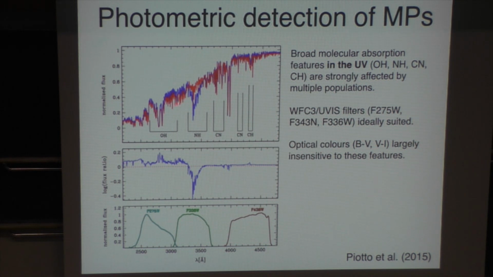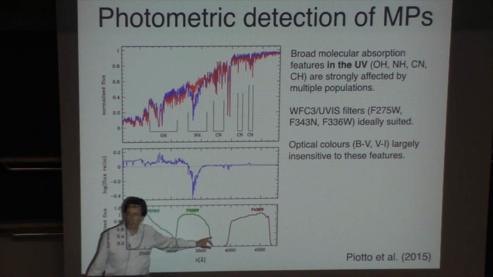So here I've shown 2 model spectra for normal composition and for enriched composition. And you see these different molecular absorption bands marked here, right? CH, CN, NH, and OH. And it's clear that if you change the abundances of these light elements, carbon, nitrogen, and oxygen, and so on, then you're also going to change the strength of these molecular bands. And this then shows up in the broadband colors that you can form using these filter combinations here.